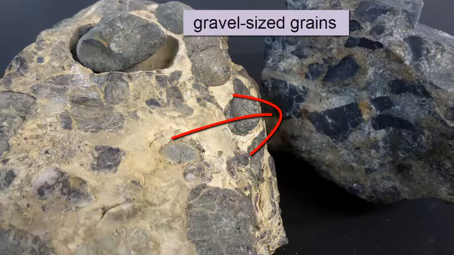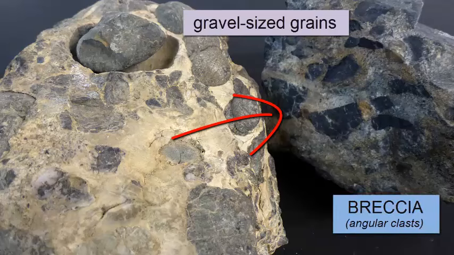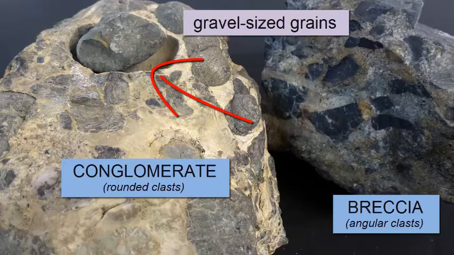We call a rock made of angular gravel-sized rock and or mineral clasts a breccia. One made of rounded gravel-sized rock and or mineral clasts is called conglomerate. Note that both of these rocks usually have clasts of all grain sizes, displaying very poor sorting, but gravel-sized clasts dominate.